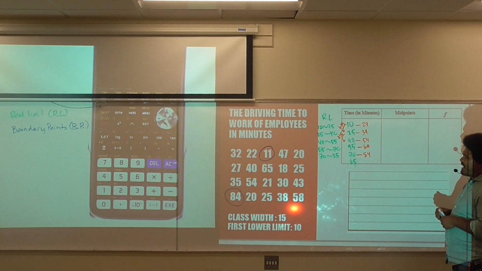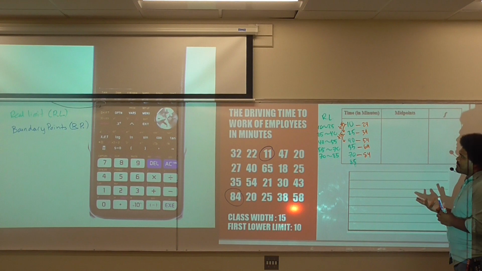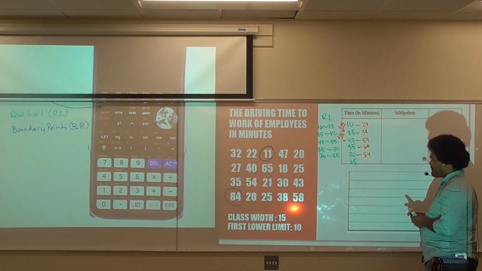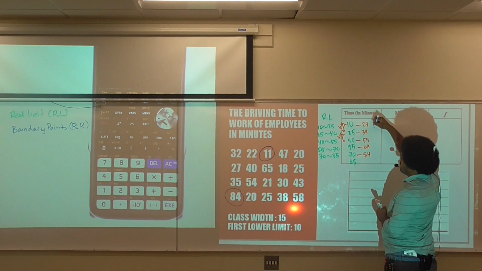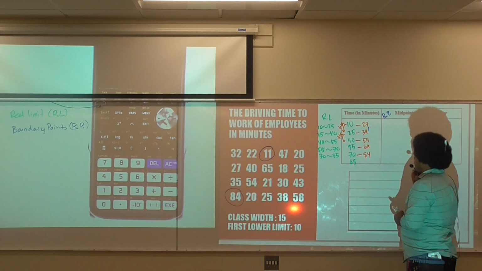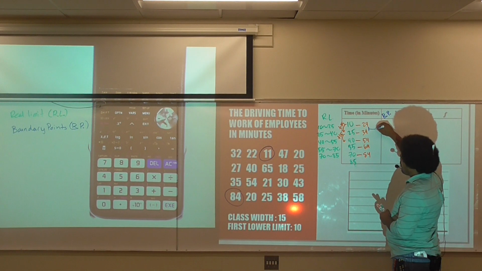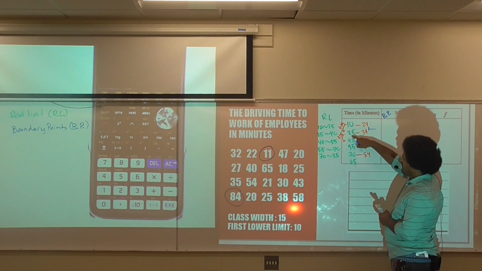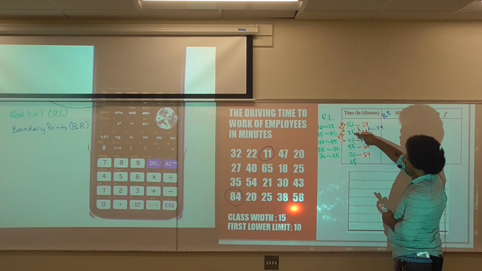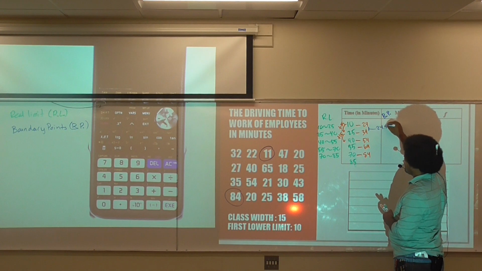But sometimes your book might want to do boundary points instead. So how do the boundary points work? Because once again, it depends on your book, depends on your teacher, and which they prefer. So come over here. On the boundary points, I know that if I go halfway between 24 and 25, it's going to become 24.5. So the boundary point is just halfway between the upper and lower limit of the two intervals. That's what we're seeing.